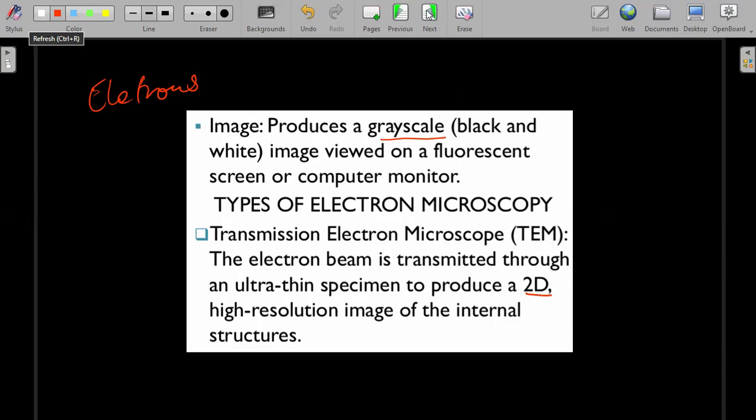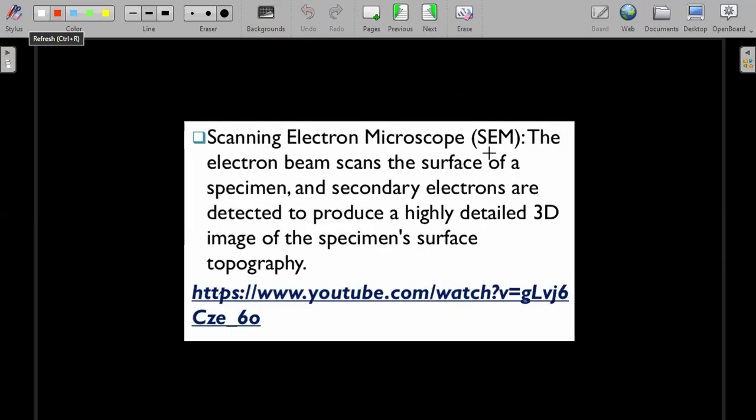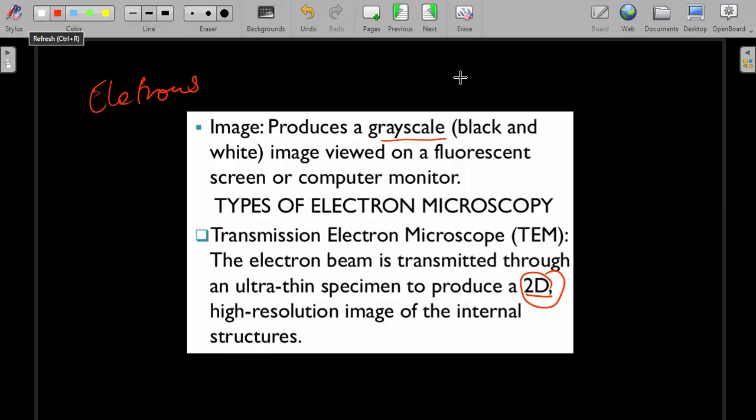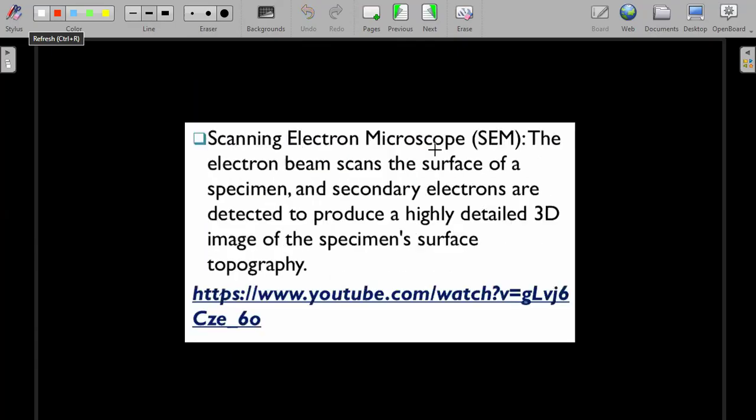Then you have the scanning electron microscope. In this one, the electron beam scans the surface of the specimen, and the secondary electrons are detected to produce a highly detailed 3D image. So in the transmission microscope, we are producing a 2D image, isn't it? Then in a scanning microscope, you are able to produce a 3D image. Take note of these differences. That's where you are going to be asked.